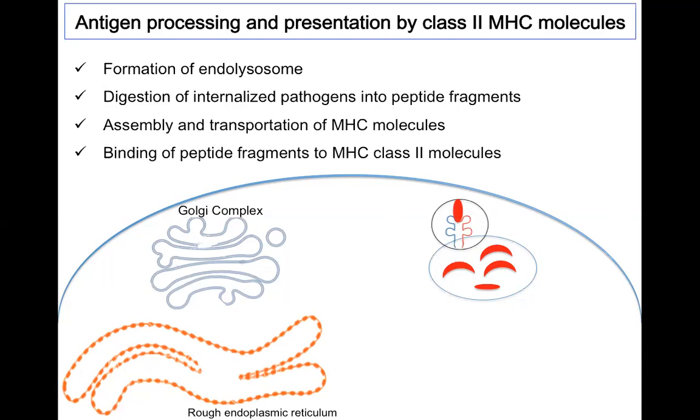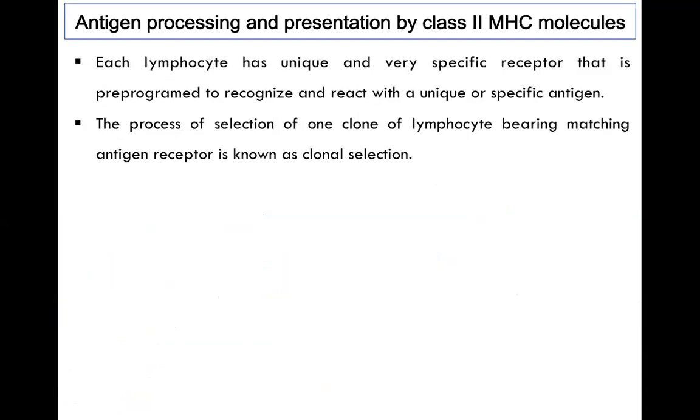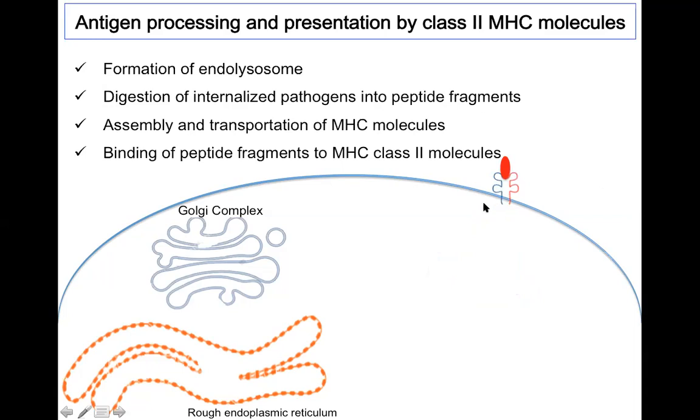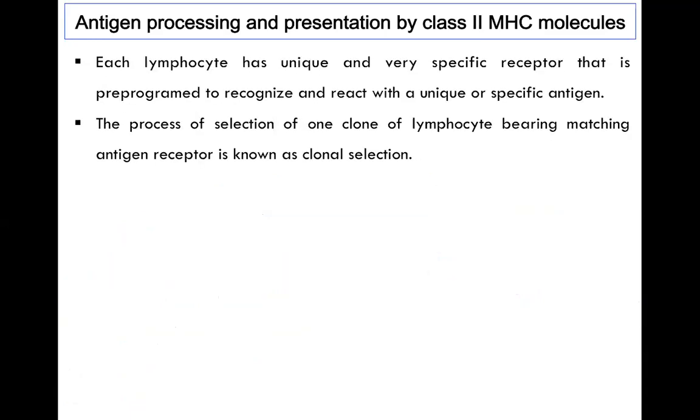Now the CLIP is replaced by the peptide fragments, and this MHC-peptide complex is transported to the cell surface for presentation to the T cells. As you can see here, they are on the surface for presentation to the T cells. The peptide fragments bind to the MHC class 2 molecule and come to the surface to present the peptide to the T cells, so T cells can of course go through further processes.